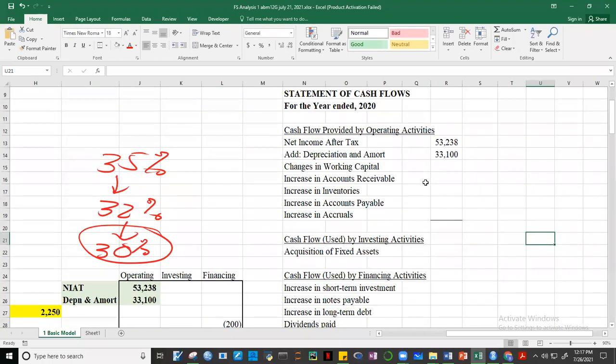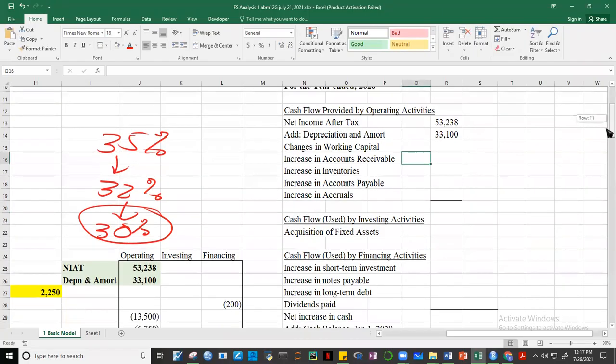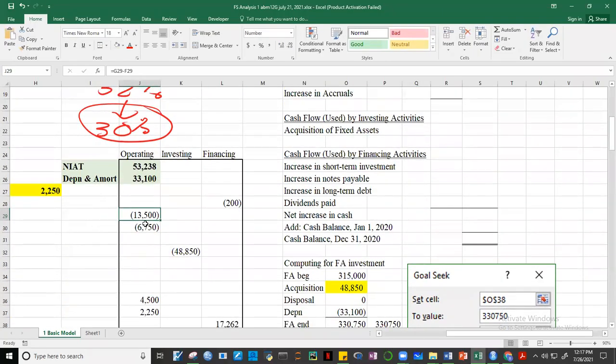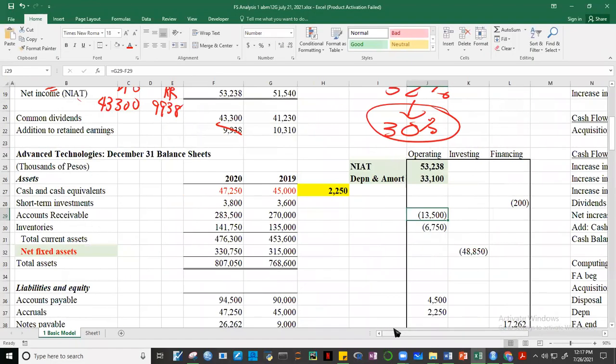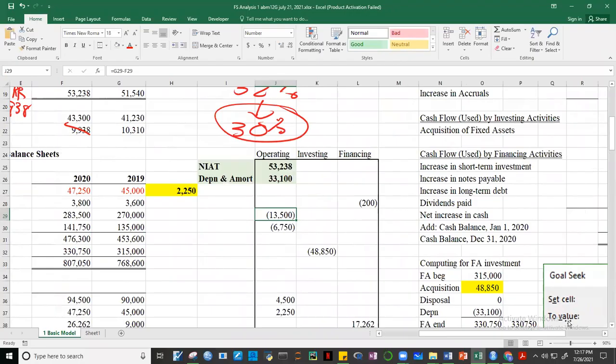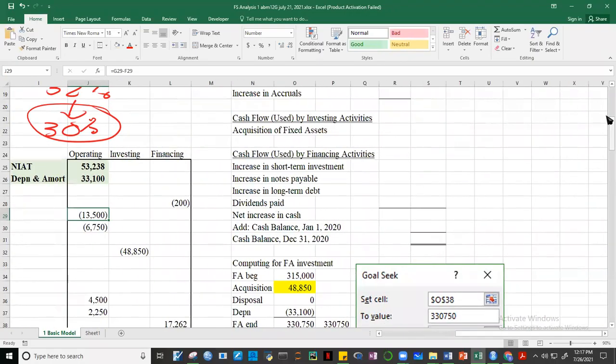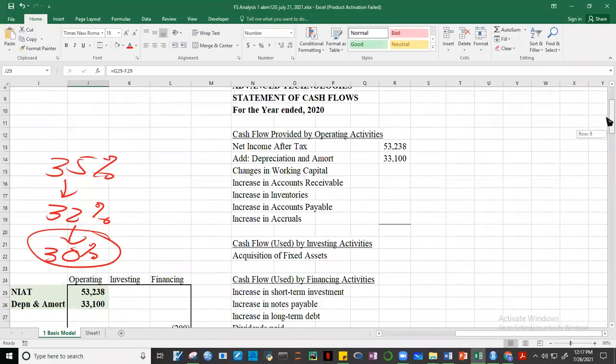Okay, then we have the changes in working capital. Changes in working capital natin, ito, this is increase in AR. Increase in accounts receivable. Sabi natin, diba, kapag assets tumaas, it's a use of cash, kaya siya negative dito. Use of cash kasi yan. So, linagay ko na dito, guys.